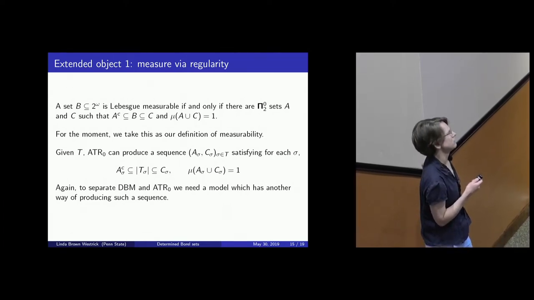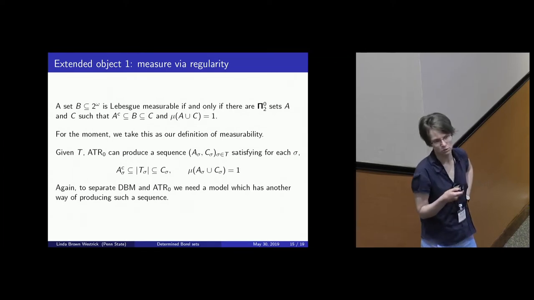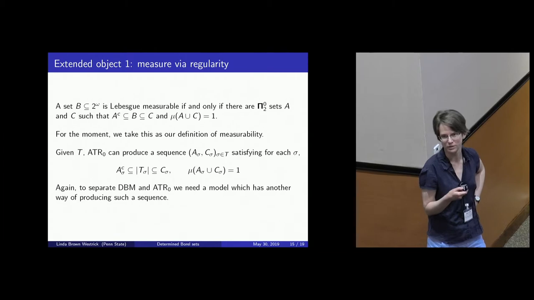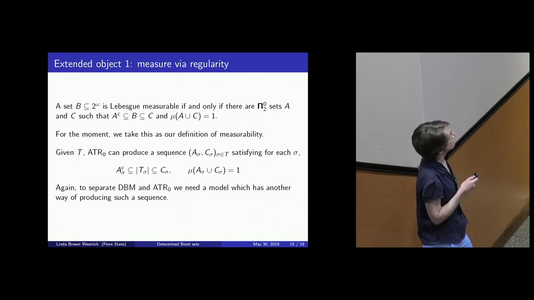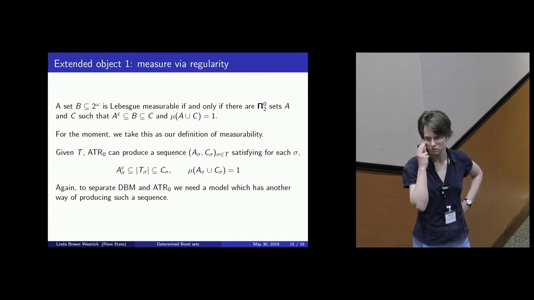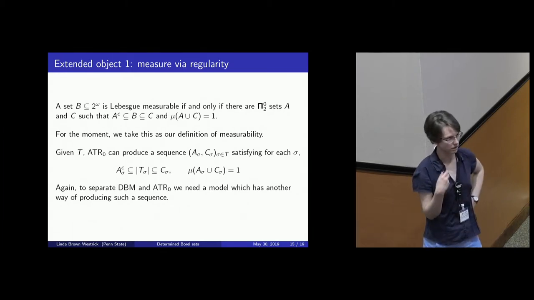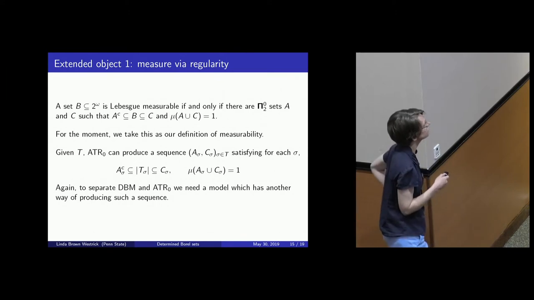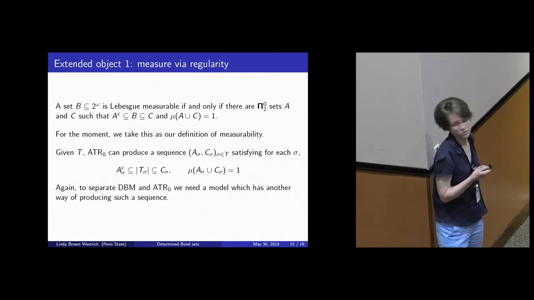It's a fact about Lebesgue measurability that a set is Lebesgue measurable if and only if you can find two pi 0 2 sets, one set to approximate the given set and the other to approximate its complement, such that the complement of one, your F sigma, is contained in the given set, and the set is contained in this G delta. Together, A union C is everything. And these conditions together are also enough to imply that the measure of the intersection of A and C will be zero. I just did it with two pi 0 2 sets to keep the symmetry. Okay, so for the moment, let's take this as our definition of measurability.